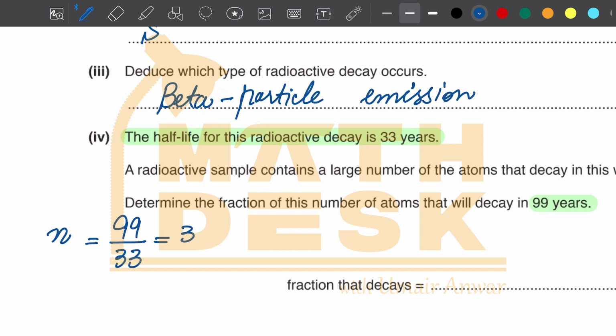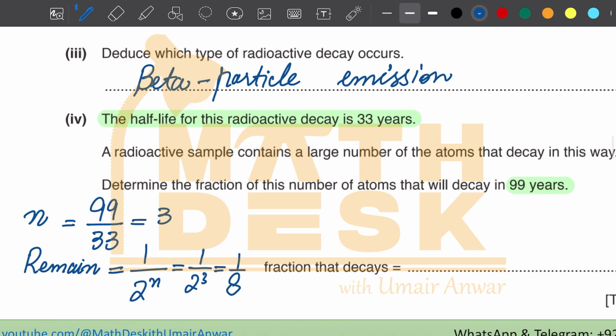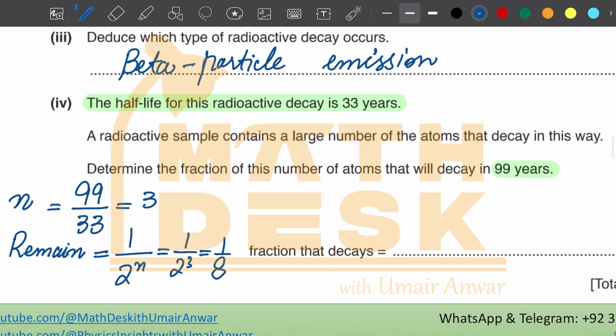Now the next thing is how much radioactive sample would be remaining. It would be 1 upon 2 raised to n, or 1 upon 2 cubed, which is equal to 1 upon 8. So it means 1 upon 8 of the total atoms would be remaining after 99 years, because every half-life, the quantity becomes half as compared to the starting point of the half-life.